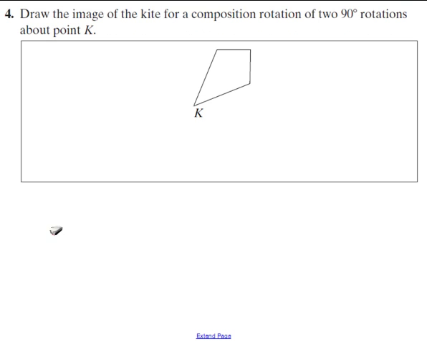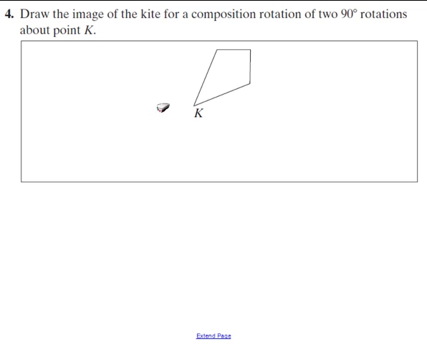And then the last one, again, this is the kind that I'd like you to be able to identify and visualize, but I'm not going to ask you to draw these. It says draw the image of a kite for a composition rotation of 2 90-degree rotations about point K. So if we did one 90-degree rotation, it would rotate over to this area, right? 90 degrees over to here.